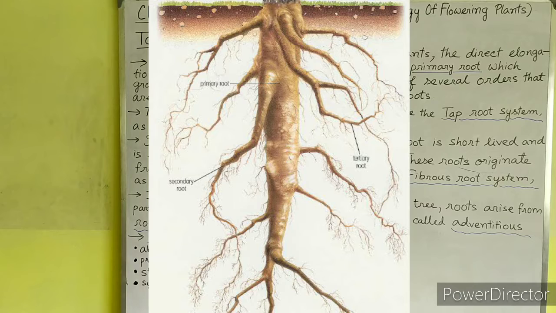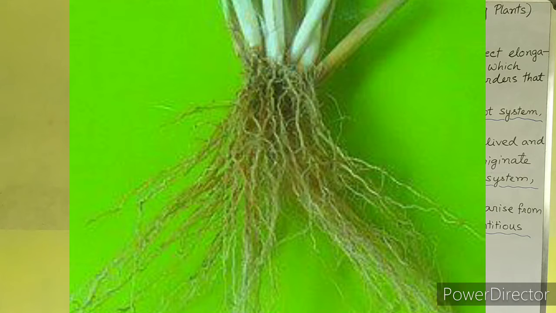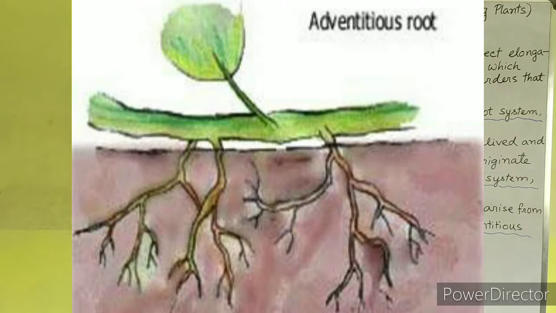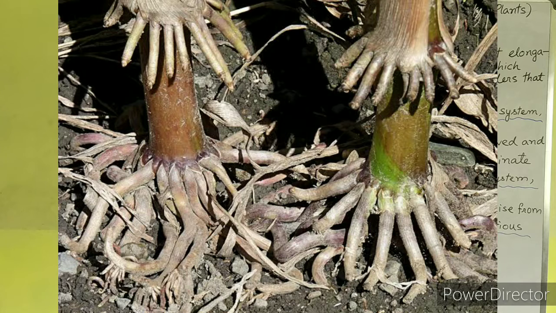Now students, you observe the diagram carefully. This diagram shows the taproot system. Next diagram shows the fibrous root system. And this diagram shows the adventitious root, as I have already described before.